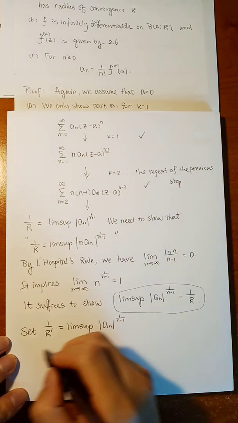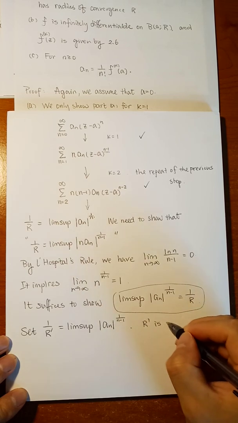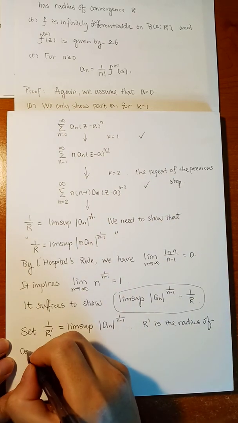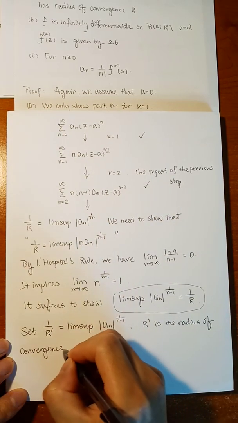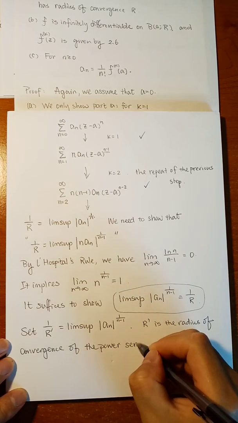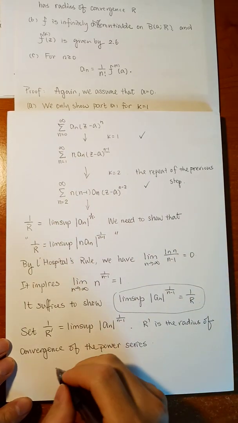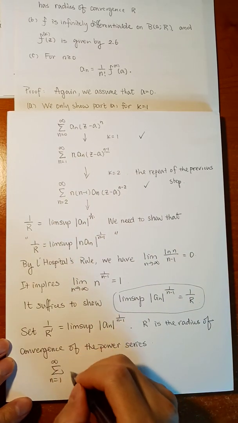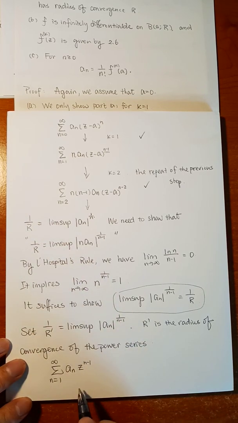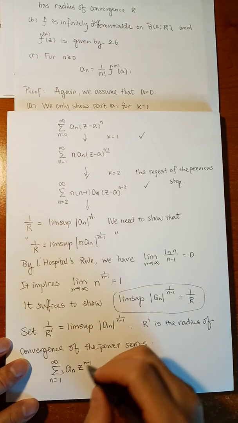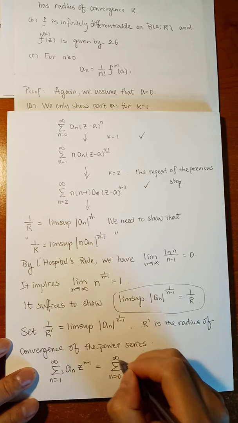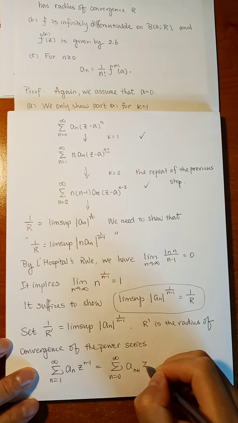Okay, then r prime is the radius of convergence of the power series of what? The sum from n equals 1 to infinity of a_n z^(n-1). Remember, we assume a is equal to 0, so there's no a, just z to the power n minus 1. And you shift the coefficient a little bit, from 0 to infinity, a sub n plus 1, z to the n.